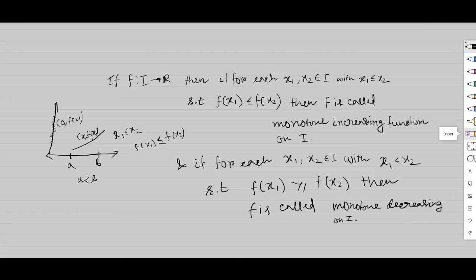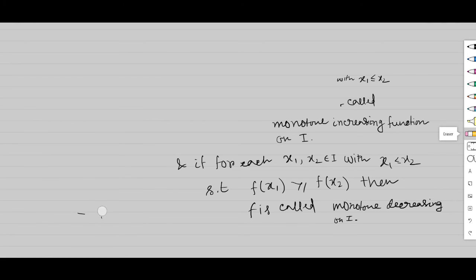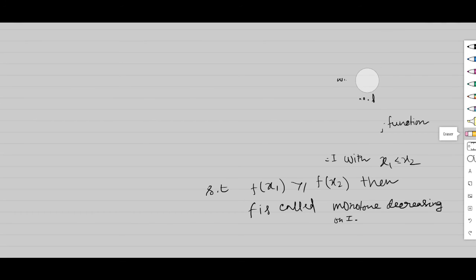And if we draw the picture on a, b like this, then this is clearly a picture of a monotone decreasing function. So by the Lagrange mean value theorem we can prove one useful theorem in calculus.